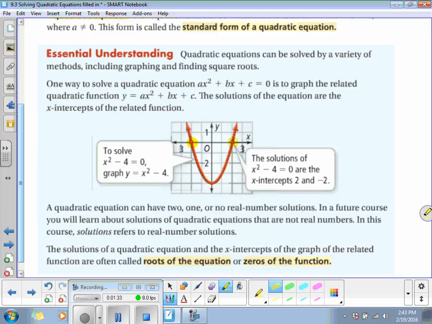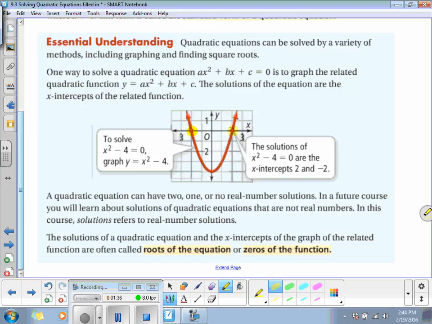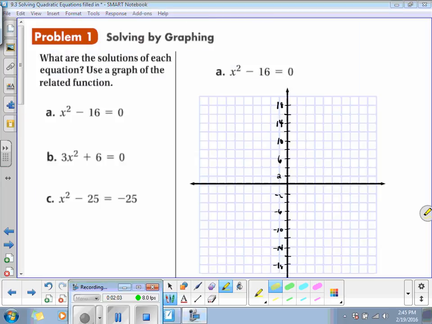All right. So a quadratic equation can have 1, 2, or no real number solutions. Okay, and we'll talk about that a little bit more in a bit. The solutions of a quadratic equation and the x-intercepts of the graph of the related function are often called the roots of the equation or the zeros of the function. So problem 1 is solving by graphing. We want to know what are the solutions of each equation, and these are the 3 equations. Maybe we'll just do 2 of them today since we're short on time. These are the equations that we're going to be graphing.